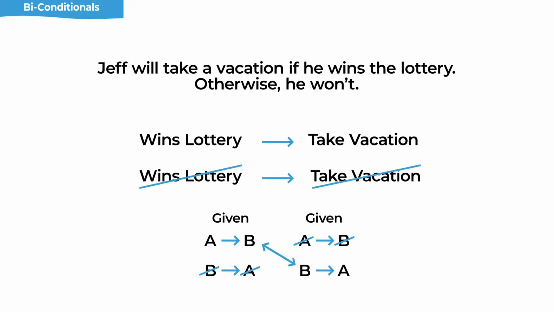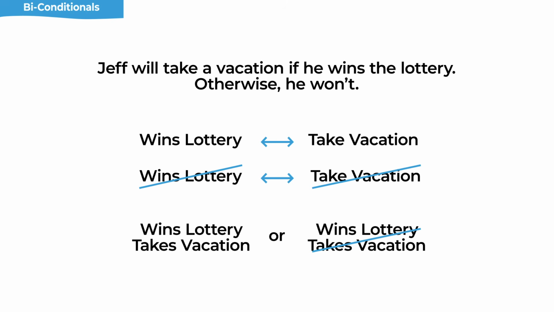A leads to B leads to A. Not B leads to not A leads to not B. So once again, we can clean this up and just think we're going to put double-sided arrows. Or if we prefer, we can write it as an either or. Either both things happen, he wins the lottery and takes a vacation, or we're in the world where neither thing happens. Doesn't win lottery, doesn't take vacation.